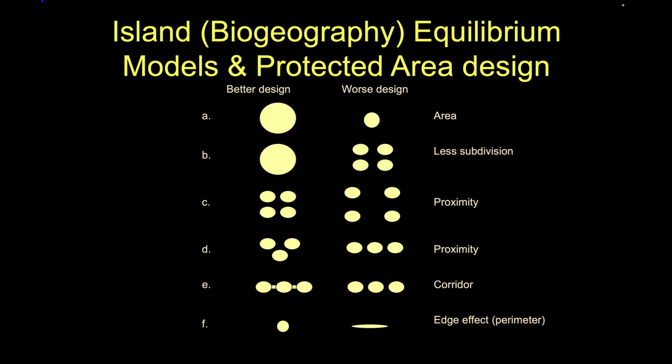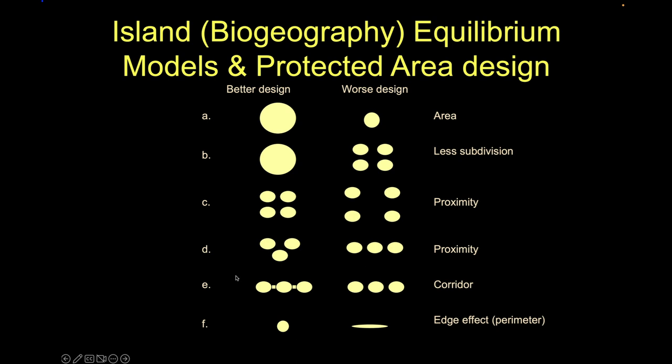So here's one example, right? Here are some ideas for island biogeography. If we're going to design a protected area and make some spaces, generally speaking, bigger is better than smaller. A larger patch is better than the same area that's divided more finely. Close-by patches are generally better than far away patches. This is the same idea of proximity, just said in a different way in space.